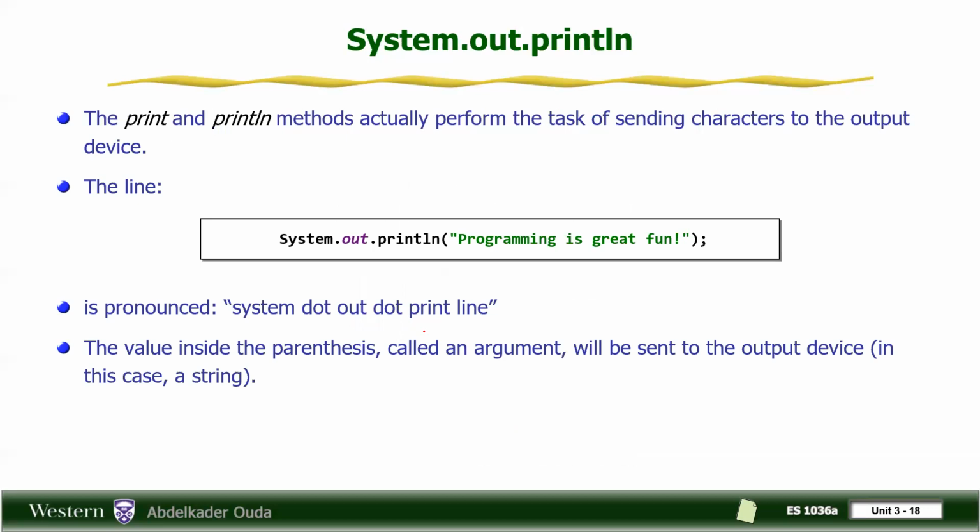The print and println methods actually perform the task of sending characters to the output device. The line System.out.println("Programming is great fun") is pronounced System dot out dot println. The value inside the parentheses is called an argument for the println method, and it will be sent to the output device, in this case as a string. What is a string? We said it's a sequence of alphanumeric symbols or characters.